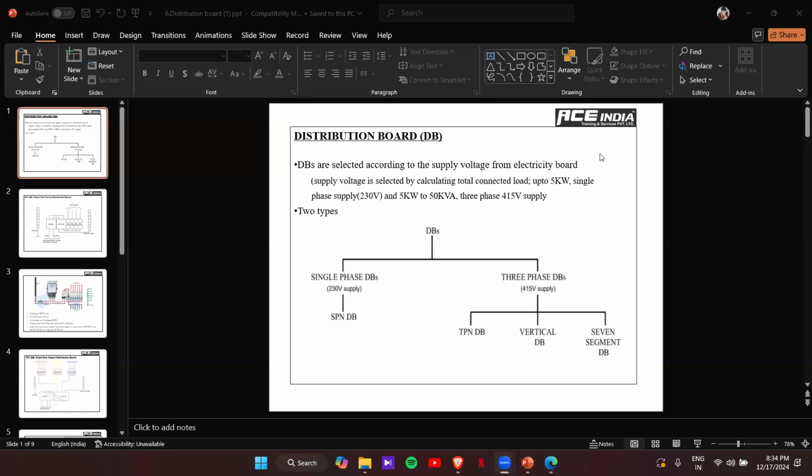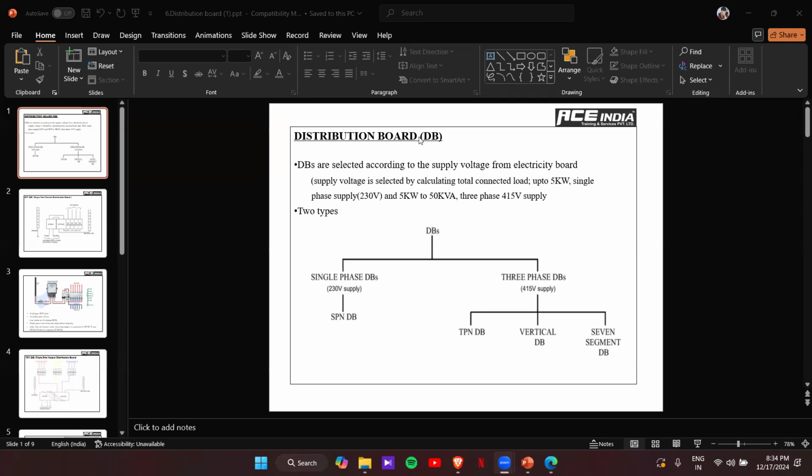Okay, so in today's session, we'll be discussing a distribution board. We already know what a distribution board is and what its purpose is. Distribution boards are used to distribute power to different sections or different appliances.